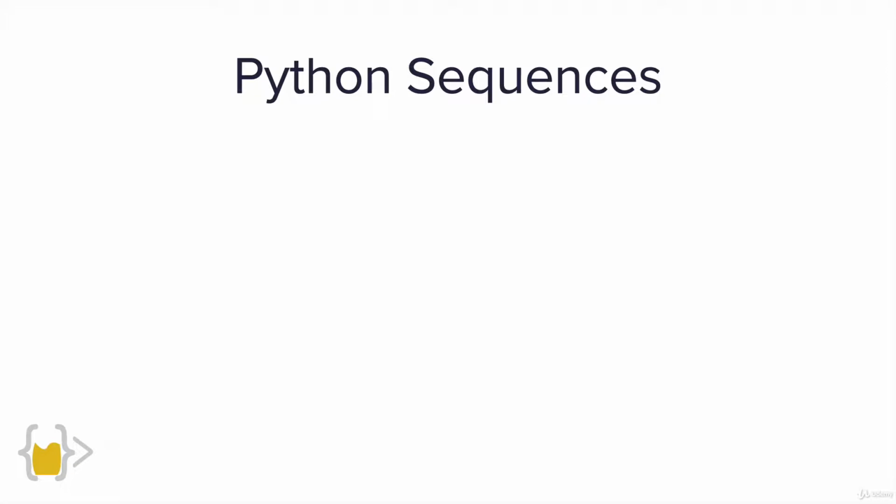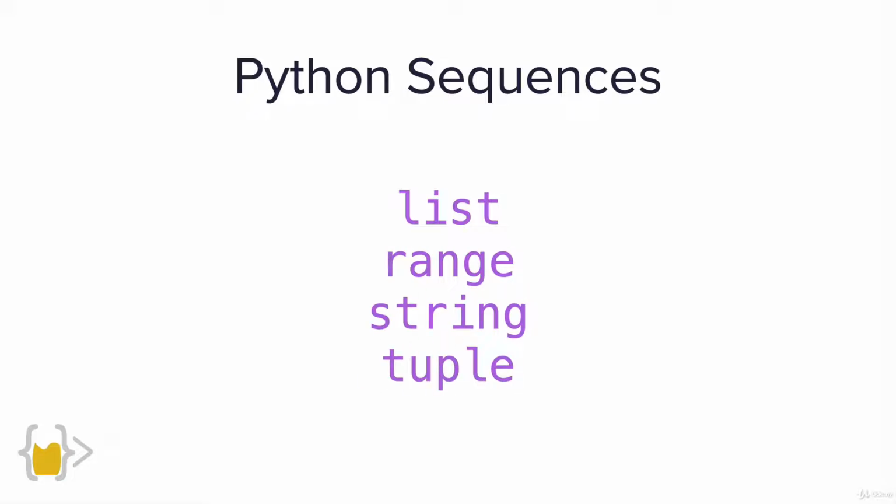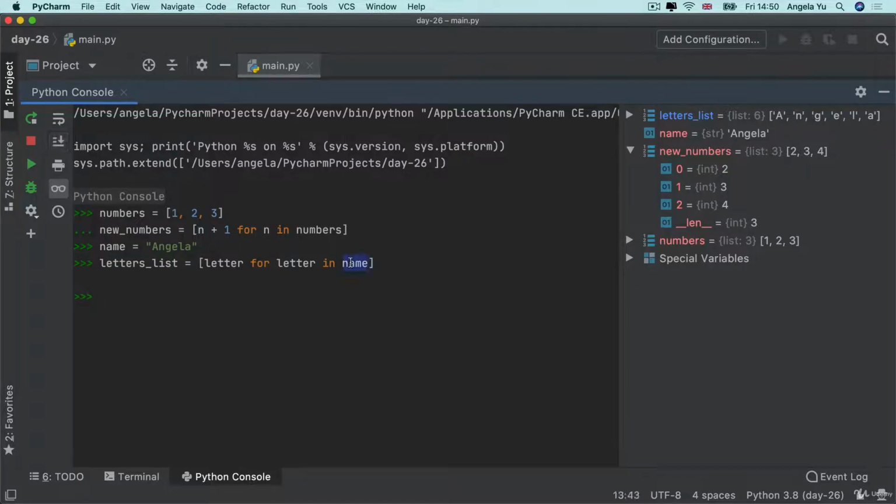As I mentioned, these things in Python, like a list or a string or a range or tuple, they're called sequences because they have a specific order. And when you perform a list comprehension, it's going to take that sequence and go through it in order, be it the letters in the string or the items in a list, and then it's going to take each of those items in that correct order and do something with it, either add 1 to it or, in this case, do nothing and just add it to a new list.